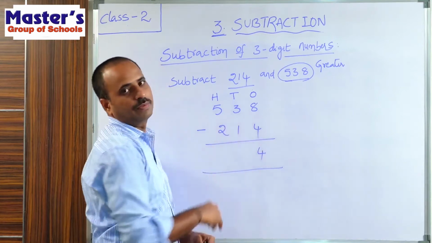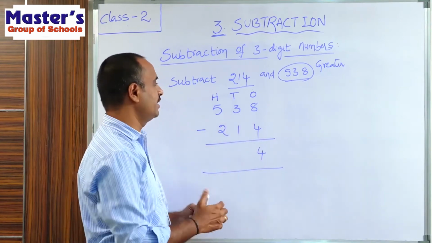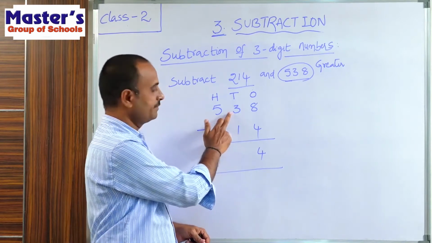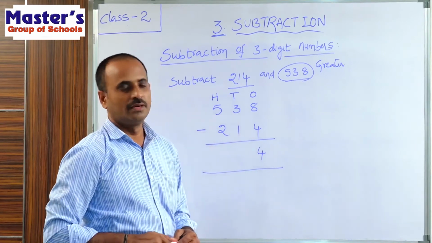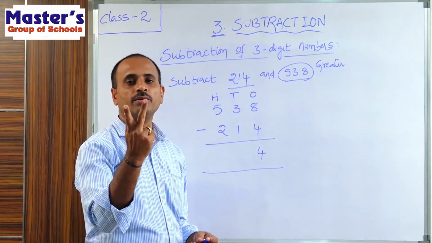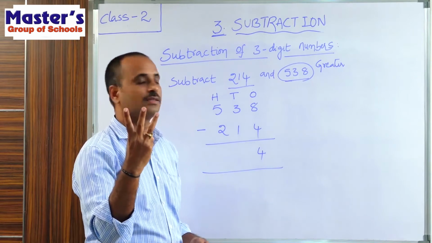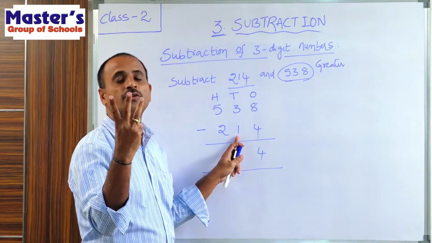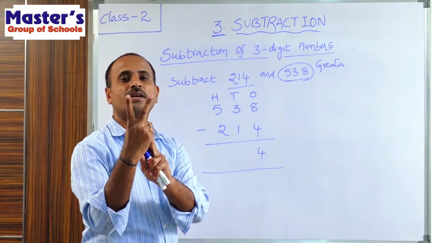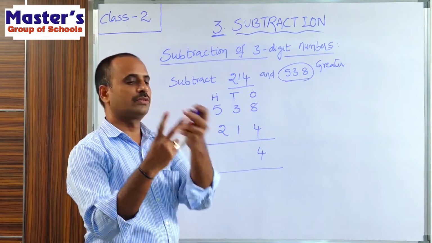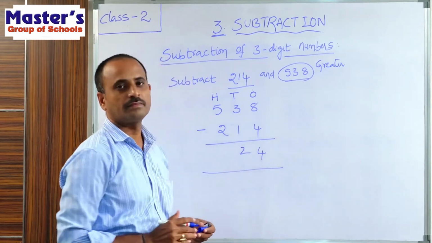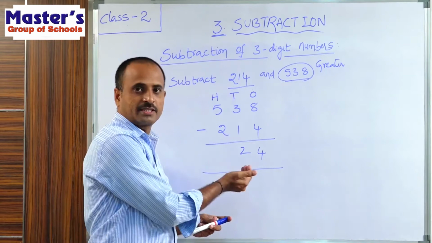Now go to the tens place. Subtract the digits present in the tens place. What are the digits present in the tens place? The first digit is 3 and the second digit is 1. So open 3 fingers of your hand, that is 1, 2, 3. These are the 3 fingers. What is the second digit? 1. So close 1 finger out of the 3 fingers. How many fingers are left? 1, 2. So the answer is 2. Write 2 under the tens place. So the tens place is completed.